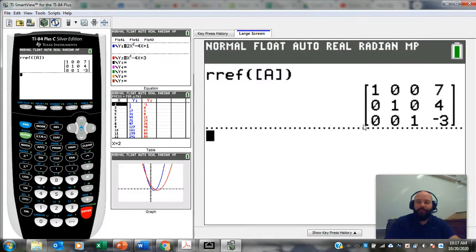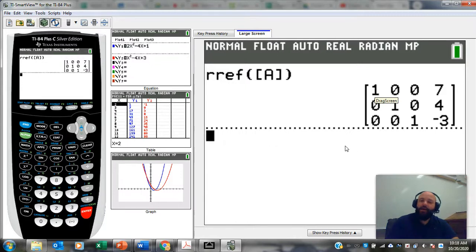And when I do that, you can see there is reduced row echelon form. We have the identity matrix over here, the first three columns. And then the right-hand most column is our solution. Okay, so what that tells us, because the 1 is in the first column, that is x. So x is 7, y is 4, and then z is -3.